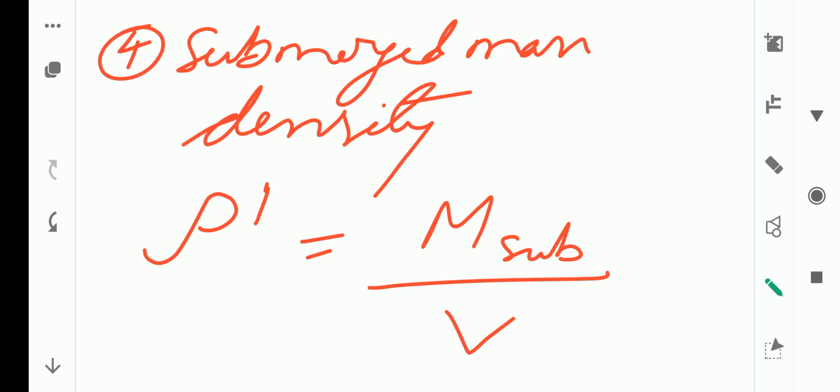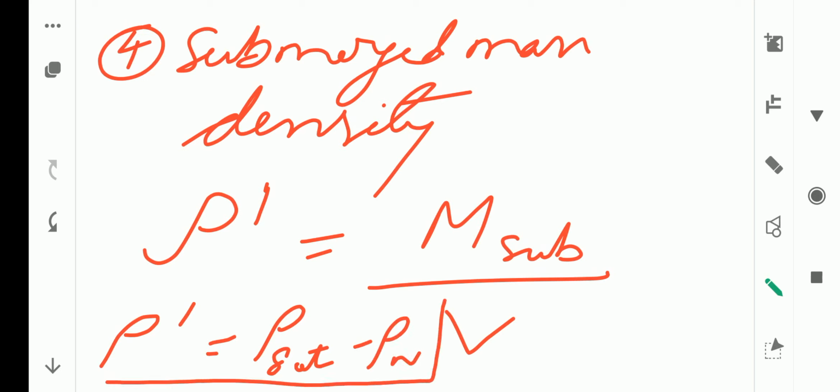and from your previous knowledge you all know that there will be an upward buoyant force acting on the soil, right? So in this case, after some calculations we'll find that the submerged mass density will be equal to rho saturated minus rho w. What is rho w? Rho w is density of water, right?